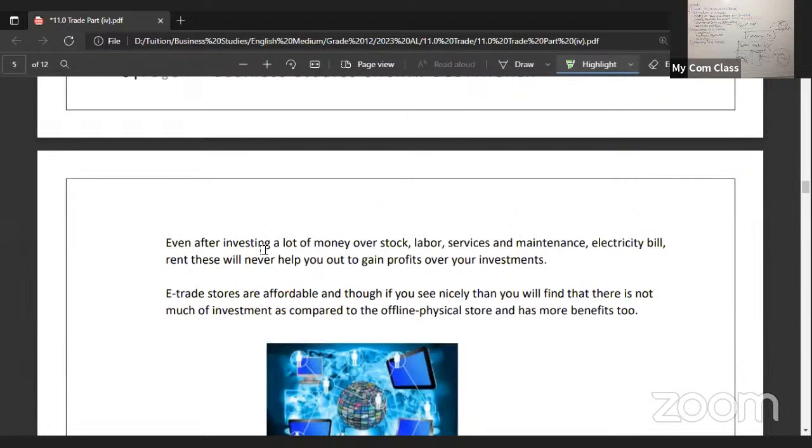Even after investing a lot of money over stock, labor, services and maintenance for the electricity bill, this will never help you gain profits over your investment. It's not about how much you spend, right? Still you might have very few sales.